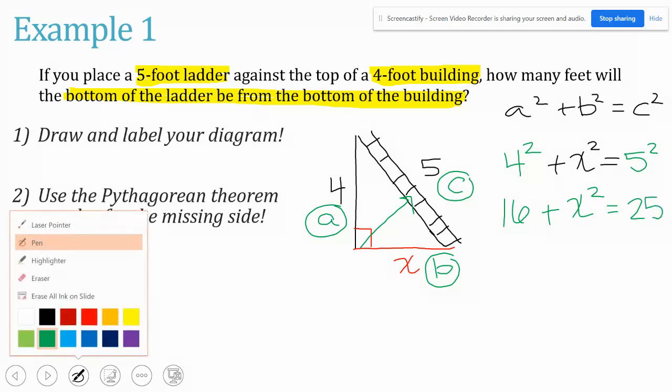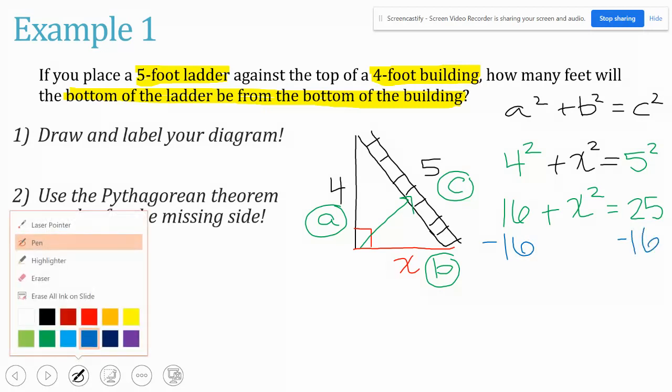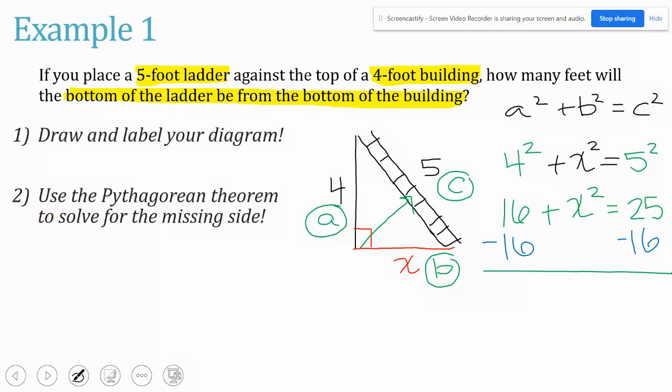And then we're going to solve the equation. We're going to subtract 16 on both sides. So remember, we want to get the x by itself. This cancels out. We're left with x squared is equal to 25 minus 16, which is 9.